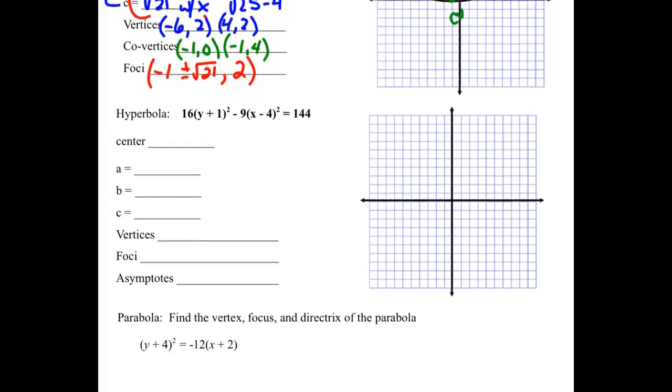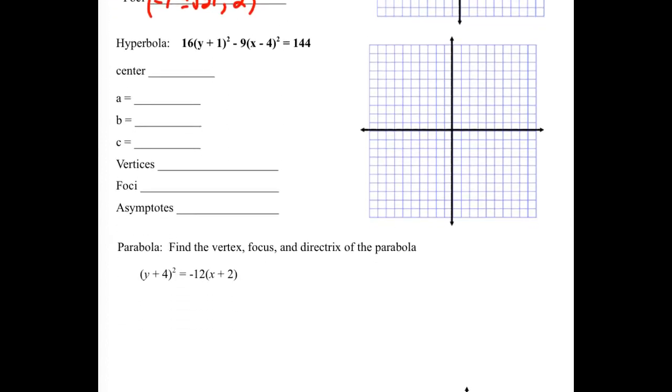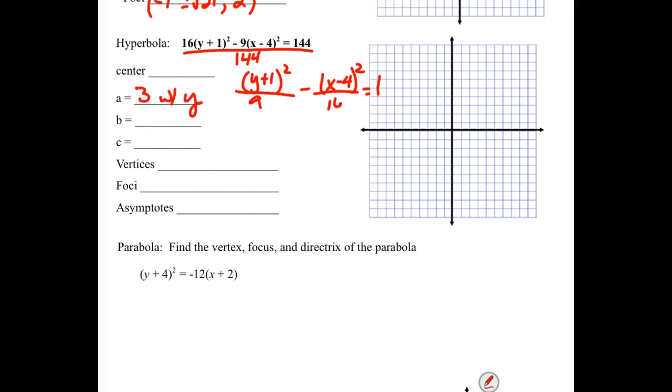Okay, hyperbola. How do we tell if something's a hyperbola? This one I told you it was, but what's the clue? The subtraction sign. All right, we're going to divide out the 144. We end up with (y plus 1) squared divided by 9 minus (x minus 4) squared divided by 16. And in a hyperbola, how do we know which one's A? It's always first. So in this case, A would be 3, and it's paired up with Y. B is 4, and it's with X. C, how do we find C?